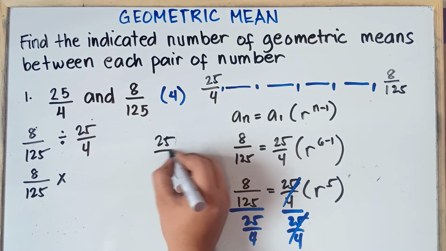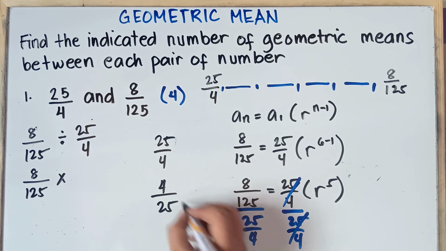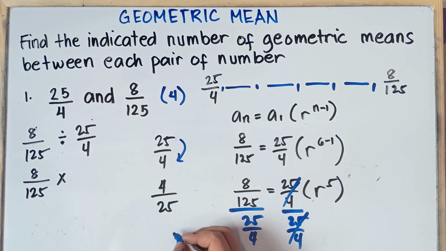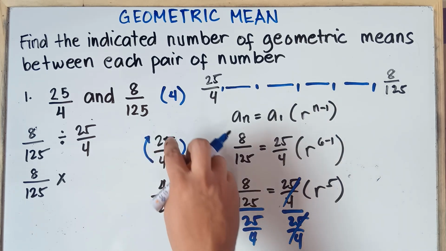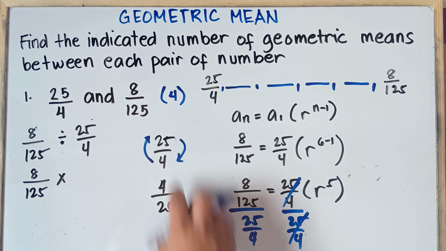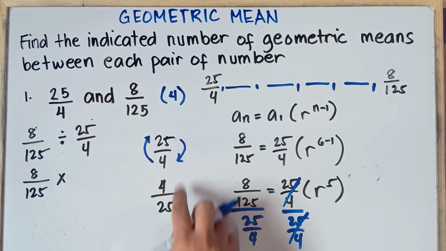This is 25 over 4. The reciprocal of 25 over 4 would be 4 over 25. Just flip, class. This numerator will be your denominator, and this denominator will be your numerator. So the reciprocal of 25 over 4 would be 4 over 25.